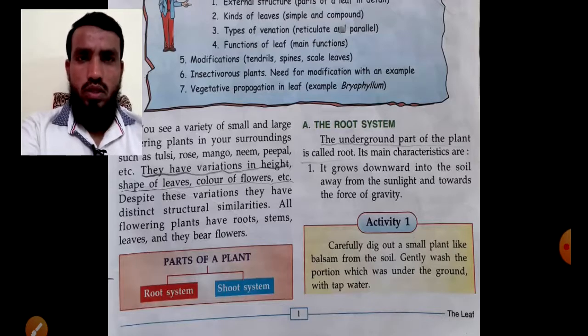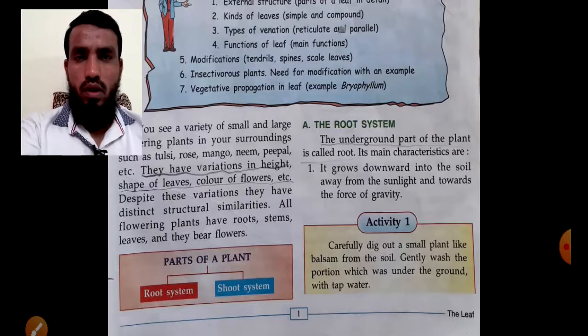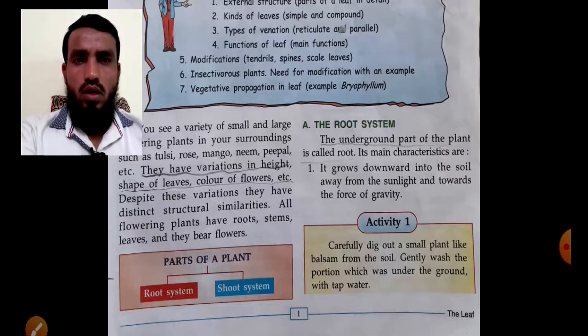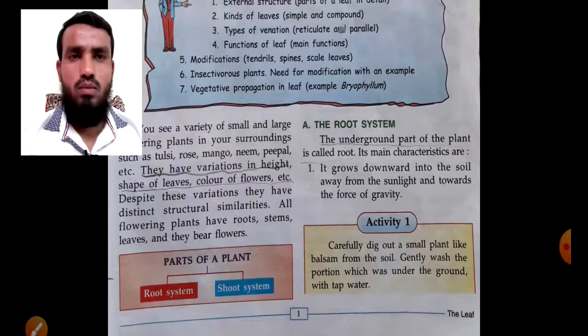First of all, we can divide the plant into 2 parts, right? Number 1 is the root system, and number 2 is the shoot system. In our previous classes you might have seen the whole plant, but right now we will divide the plant into 2 basic parts: root system and shoot system. We will start with the root system.